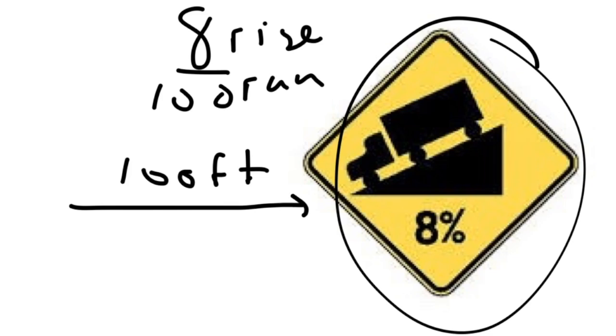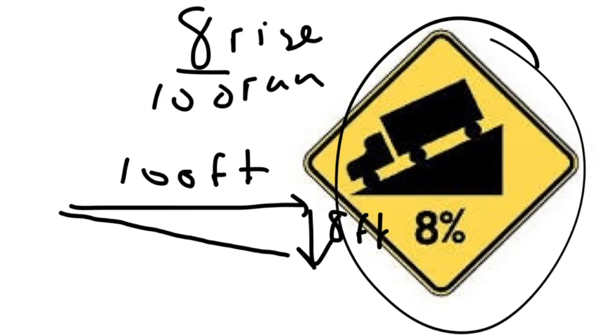And the rise, or actually in this case it's going down, 8. And the slope would then look like this. It's not to scale, but this is what the 8% means. As you go 100 feet, you will drop 8 feet.